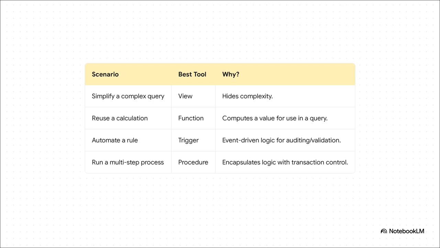If you're just trying to simplify a crazy complex query, you want a view. If you need to reuse a specific calculation inside a query, you're going to build a function. If you need to automatically enforce a rule whenever data changes, that's a job for a trigger. And finally, if you need to run a whole multi-step process where everything has to succeed or it all fails together, you absolutely need a procedure. It's all about matching the right tool to the right job.